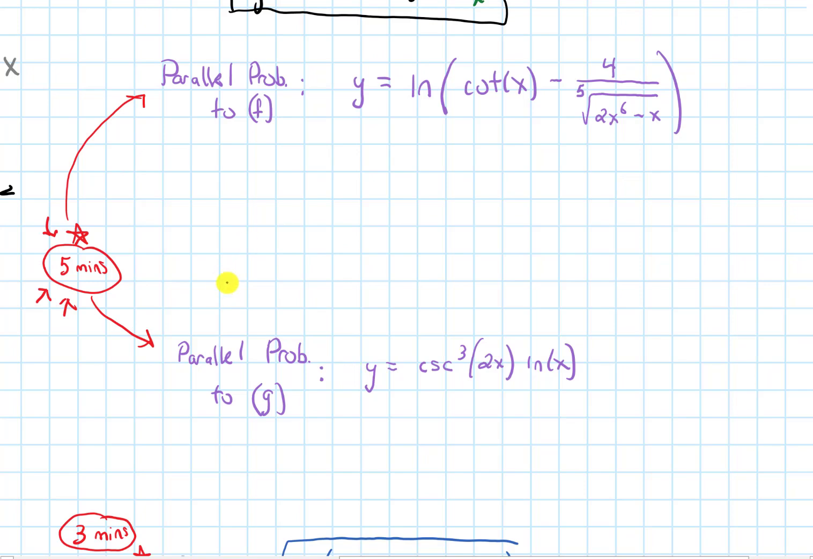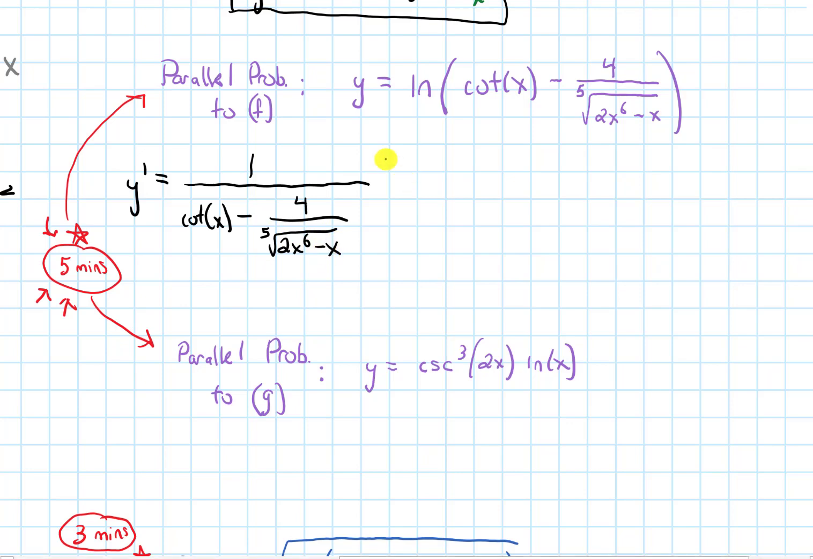Alrighty, so hopefully you paused them and tried them for about 5 minutes. Let's talk about them. For F, I have ln of some stuff. So I need chain rule. The derivative of ln of stuff, when I do the derivative of the outside thing, the ln, is going to be 1 over, typically it's x, but when I do chain rule, I keep plugging in the same inside thing, which in this case is cotangent of x minus 4 over the 5th root of 2x to the 6th minus x.